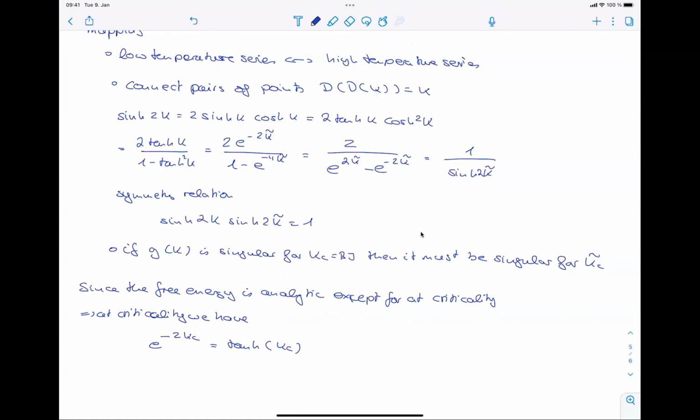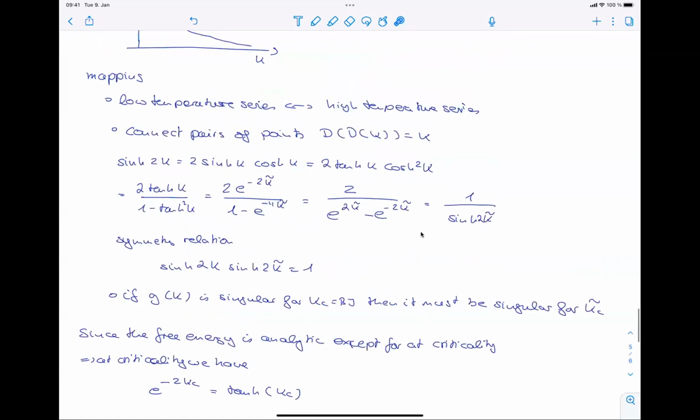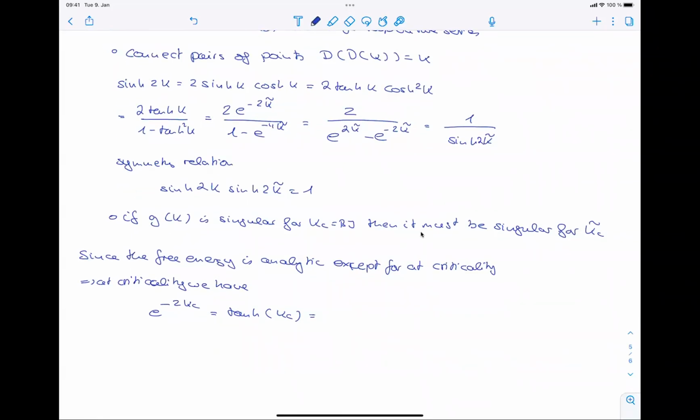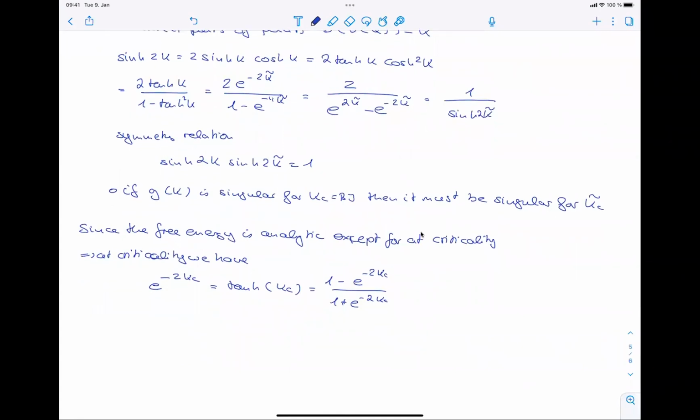Of the low temperature and the high temperature series, I'm always mixing them up. And so now by just putting them equal here, we can solve this equation consistently for Kc, and that gives us our critical temperature. And again, we play with trigonometry, rewriting this as e^(-2Kc) over 1 plus e^(-2Kc).